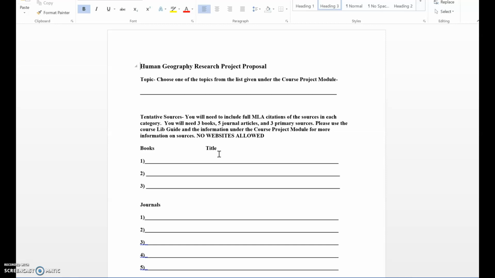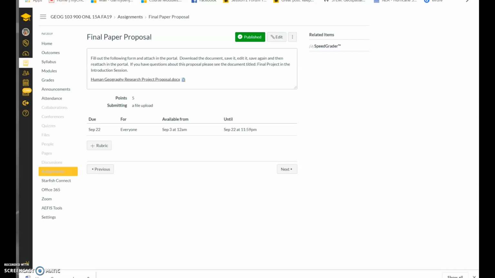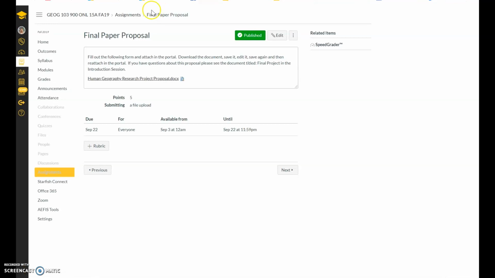Now, can your sources change? Yes, but I need to see that you've actually researched a little bit about this topic and that you understand what you're getting yourself into with this paper proposal. Okay, so here's the paper proposal form. You're going to fill it out and submit it to me by the due date in Canvas, and then you're going to write your paper on it. This is what your paper is going to be written on. So it's absolutely important that you put the time and energy into researching.